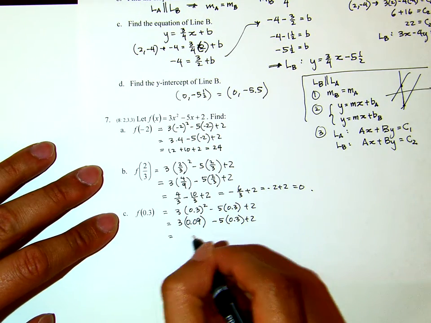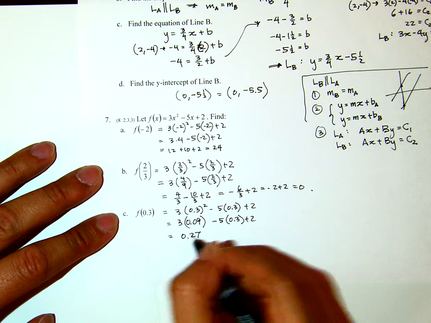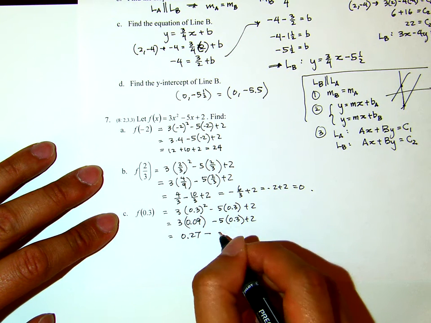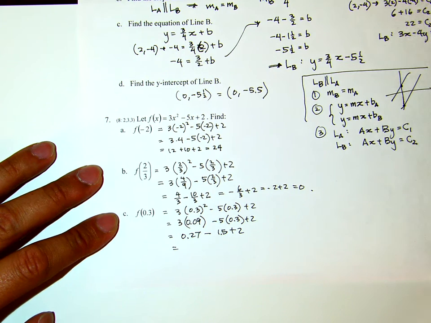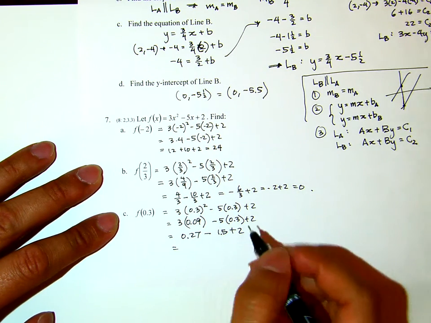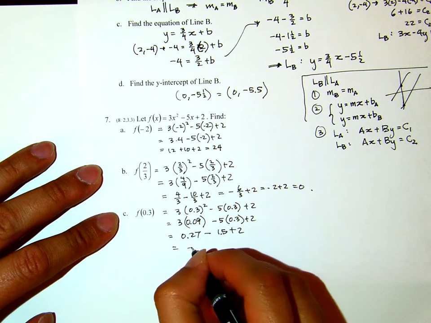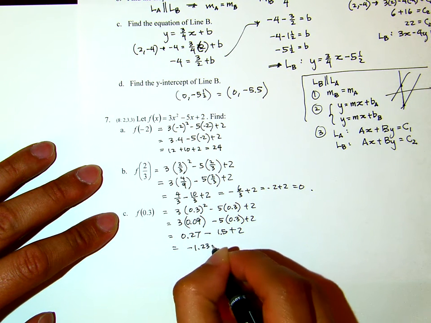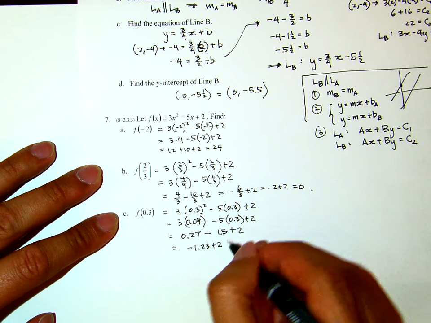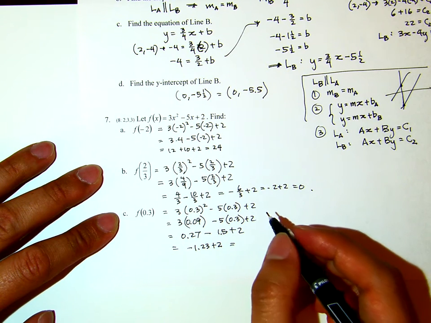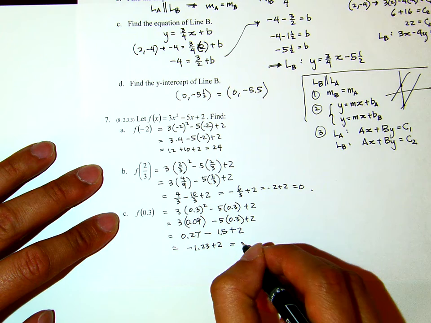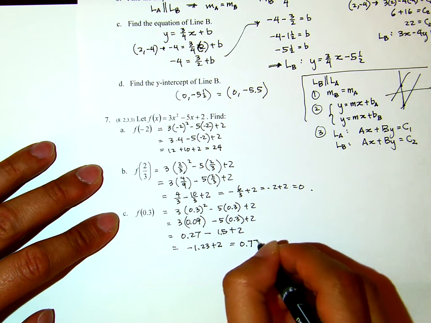Now 3 times 9 is 27, 2 decimal places. 5 times 3 is 15, 1 decimal place. Okay, now if I subtract from left to right, that will be negative 1.23 plus 2, which, if you do the scratch work, I think will be 0.77.